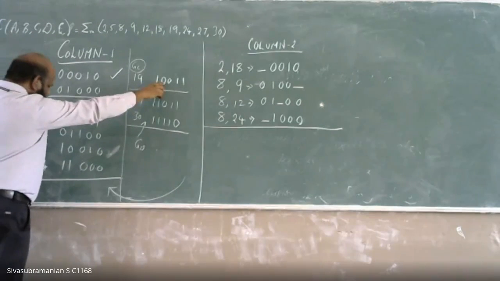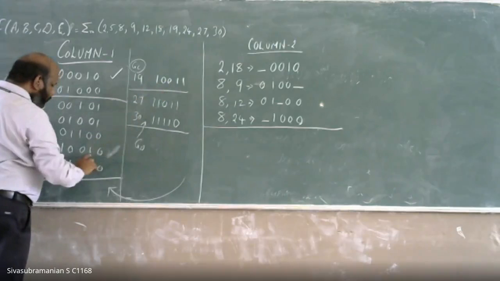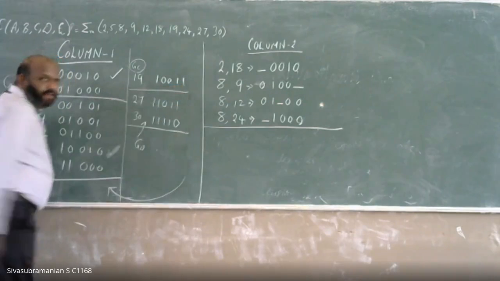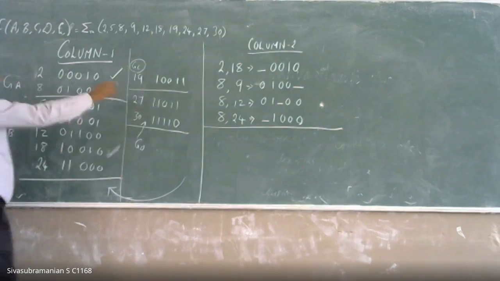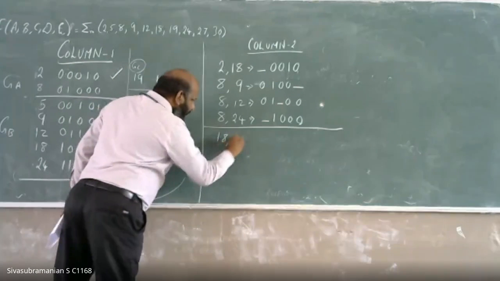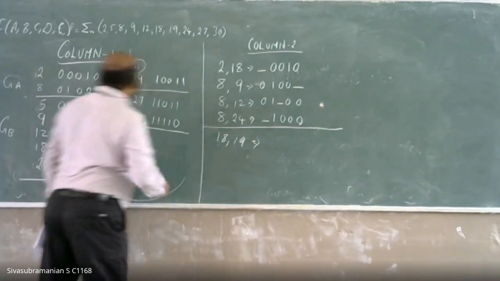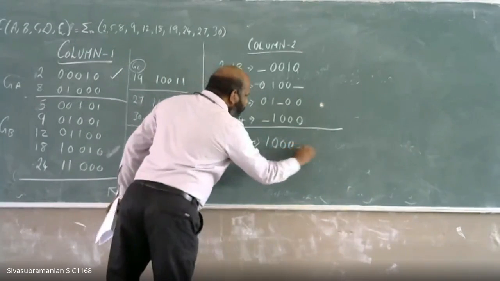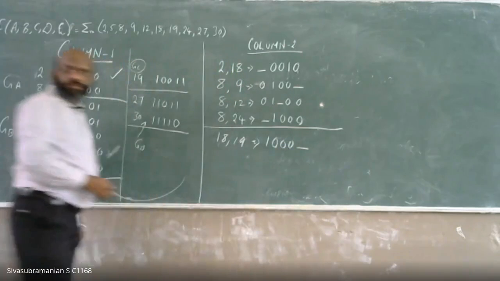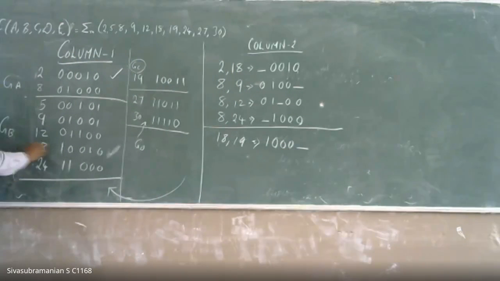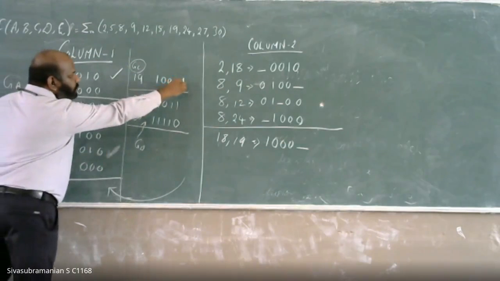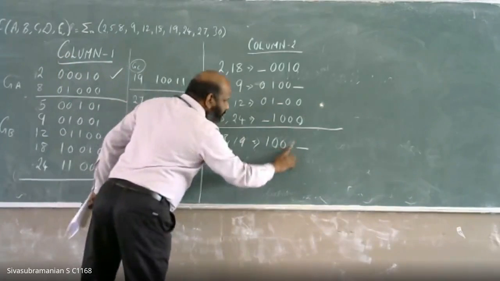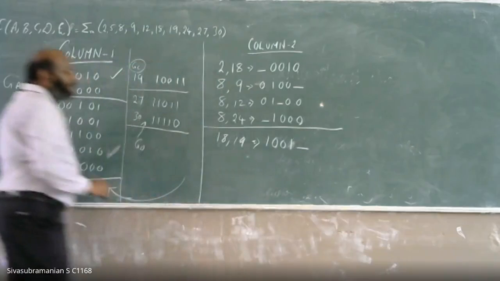0 and 0, no variation. 0 and 0, no variation. 1 and 1, no variation. Last bit, 0 and 1, only one variation. So this is acceptable. 18, 19 is acceptable with a value of 1, 000 dash. 18, last bit is 0, here it is 1, so that is marked as this. Okay, this has to be changed. It will be 1001 dash.